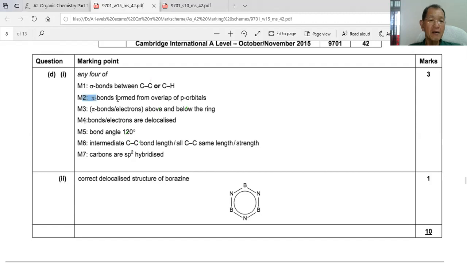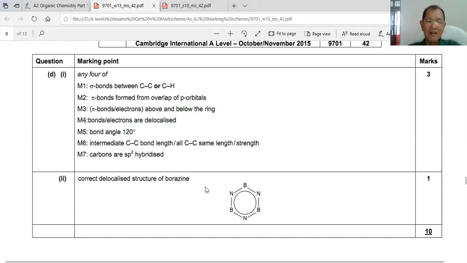And the second one is there are pi bonds formed from overlap of p orbitals. So there are 3 pi bonds. If you mention 3 pi bonds, overlap of p orbitals, you get the mark. And if you mention that the pi orbitals are above and below the ring, also 1 mark. And if you mention that the electrons of the pi bonds are delocalized, also 1 mark. If you mention that the carbon-carbon bond angle is 120, also 1 mark.